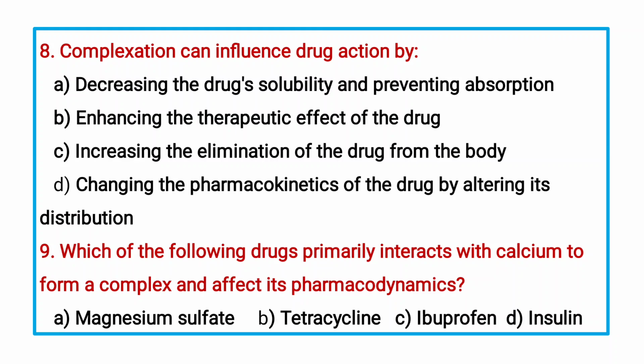Next, complexation can increase drug action by: A, decreasing the drug solubility and preventing absorption, B, enhancing the therapeutic effect of the drug, C, increasing the elimination of the drug from the body, and D, changing the pharmacokinetics of the drug by altering its distribution. Option D is the correct one: changing the pharmacokinetics of the drug by altering its distribution.